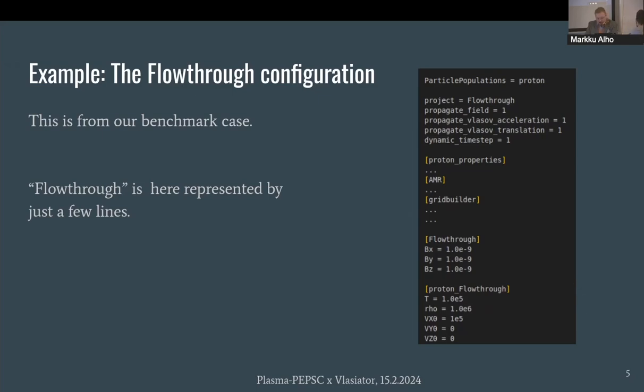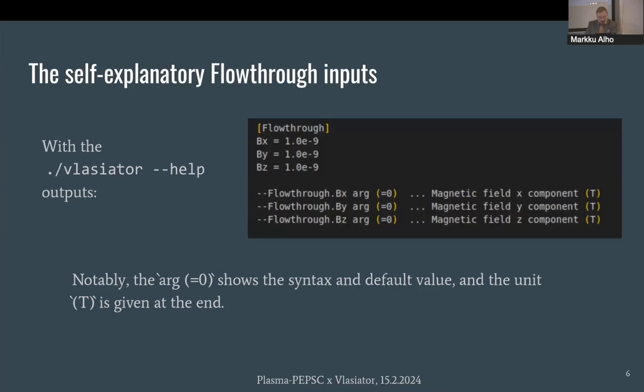Now, this is sort of self-explanatory, but you can get all of these help texts through the Vlasiator -help command, and then grep for flow-through or whatever project you want. And noting the syntax, so you have flow-through, which is the name of this header here, and then .Bx, this component argument, which by default is equal to 0, so here it's set equal to 1 Tesla, in units of Tesla, the magnetic field component given on the x-axis there.